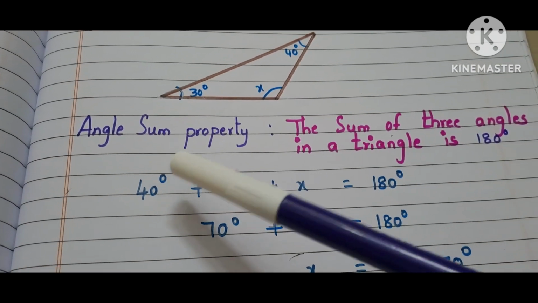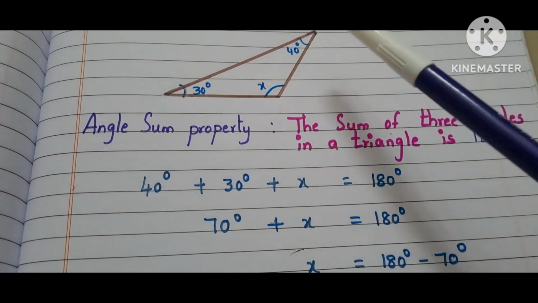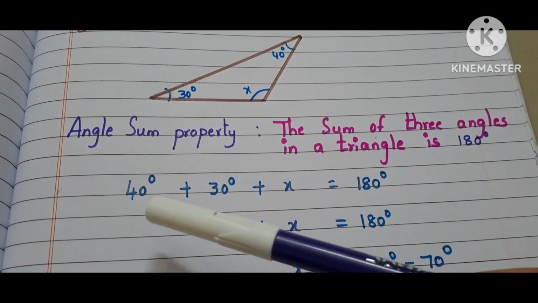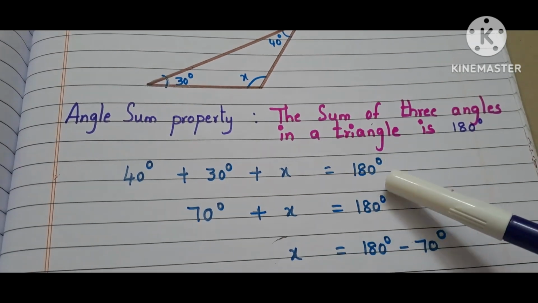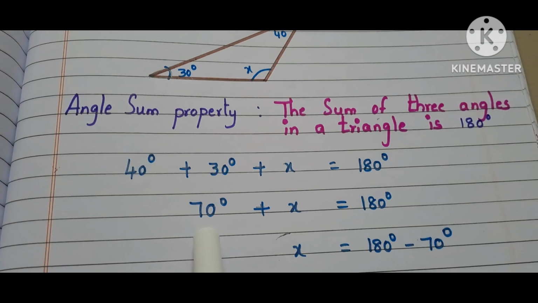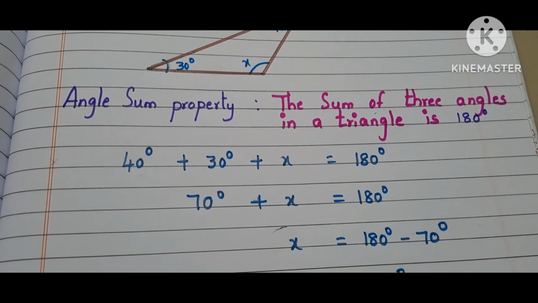Okay, now use the angle sum property and find the value of x. Take all three angles and add them. 40 plus 30 plus x equals 180 degrees. 40 plus 30 is 70, plus x equals 180 degrees.